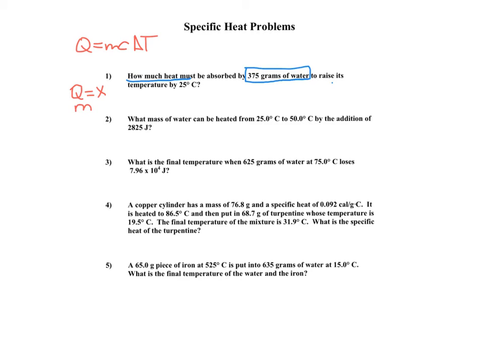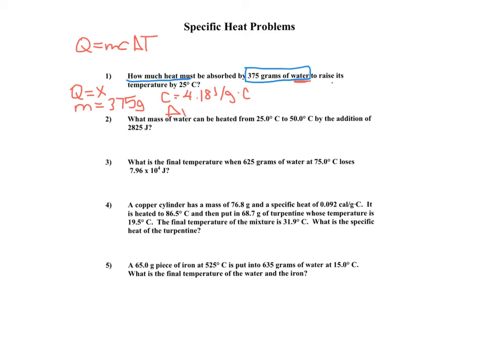M, we boxed our M. It says we have 375 grams of water, 375 grams. The fact that it says water, like I said, lets us know what our C is, because water has a specific heat capacity of 4.18 joules per gram Celsius. And then our delta T.